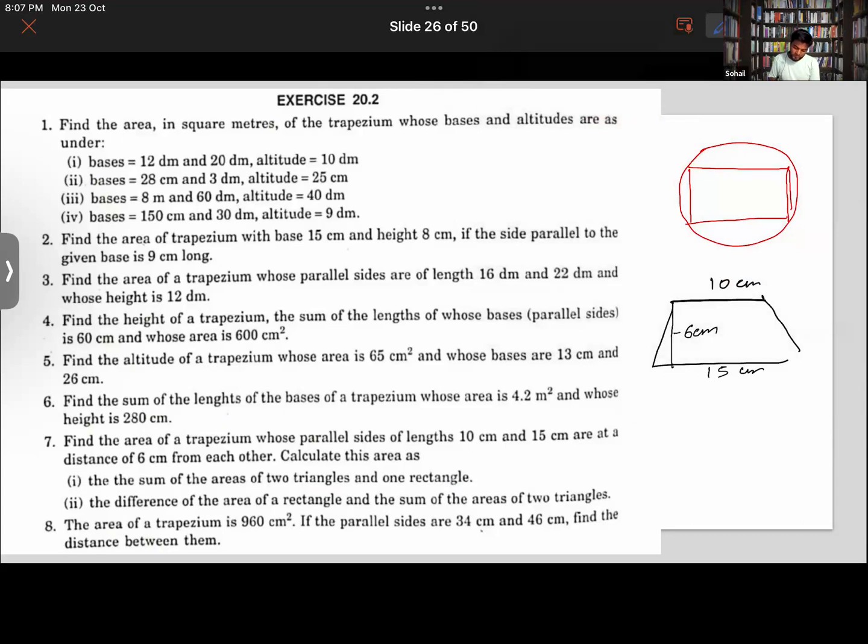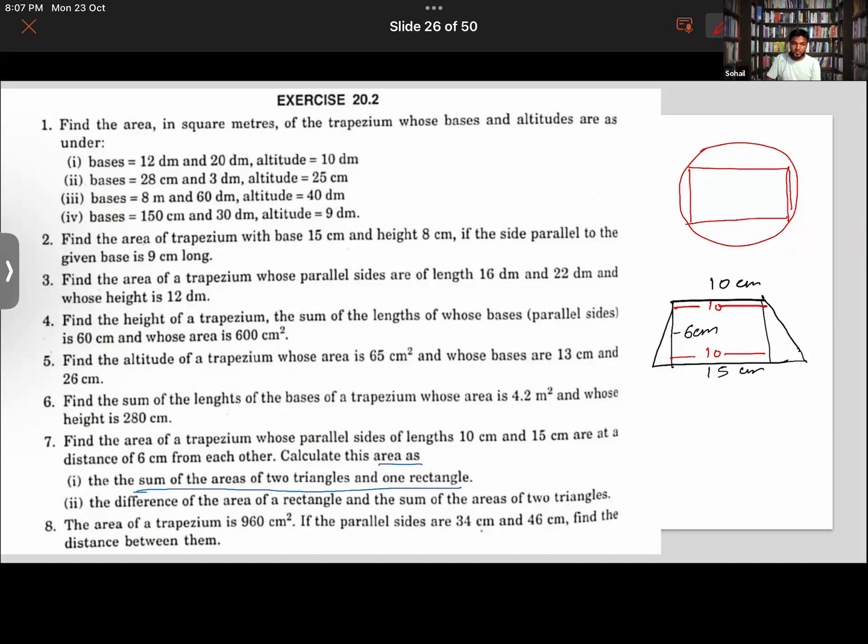We need to calculate this area like this: you need to find the sum of the areas of two triangles and one rectangle. So what we have to do is divide this trapezium into two triangles and one rectangle. Getting it, guys? This is 10 centimeter and this is also 10 centimeter, right?